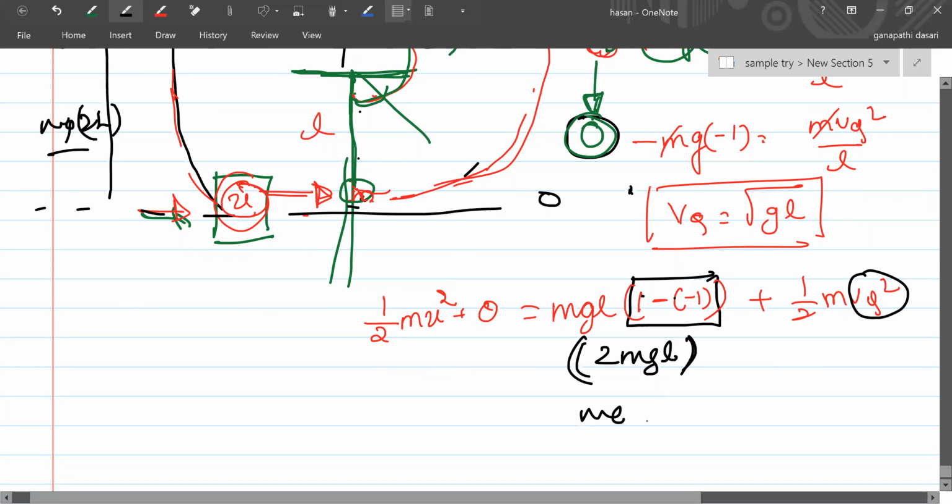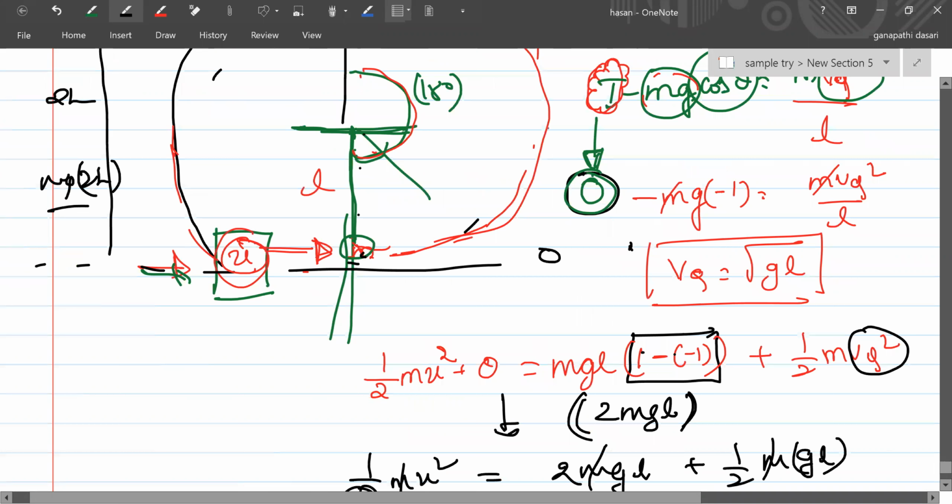Similarly, you can find out the minimum velocity for the particle to go till here. Like that, you can try solving. You will get some values. It will be root 3GL, because there will be a potential drop here.